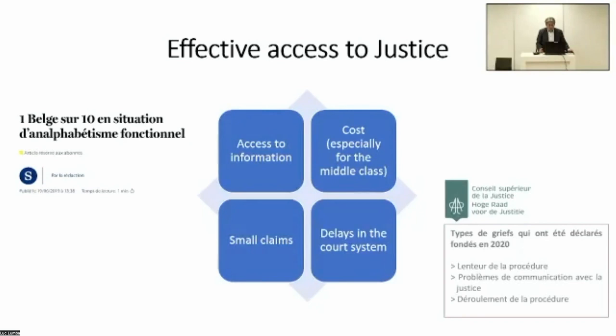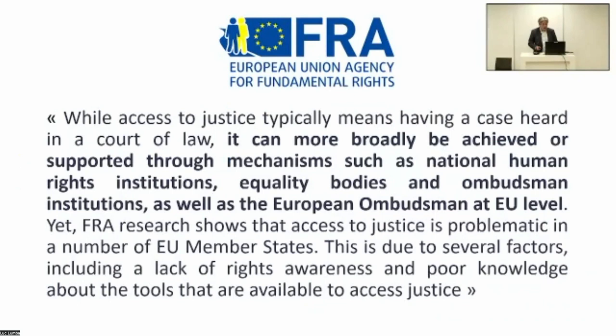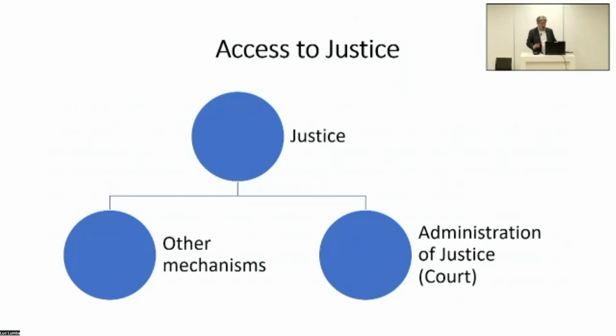And when we discuss access to justice, we will not focus only on access to the court system. You probably know that, for instance, the European Union Agency for Fundamental Rights wants in general to underline the fact that access to justice does not necessarily mean access to the administration of justice. Of course, you can have your case heard in a court of law, but you can also have access to justice through other kinds of mechanisms, such as a national human rights institution, equality bodies, ombudsman, or alternative dispute resolution mechanisms. This is something that is sometimes not taken into account. Access to justice means access through courts or through other mechanisms.